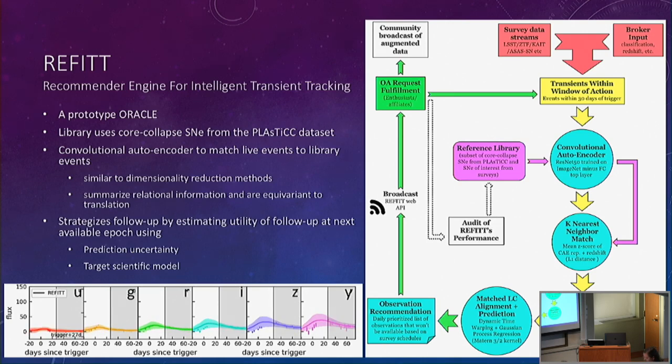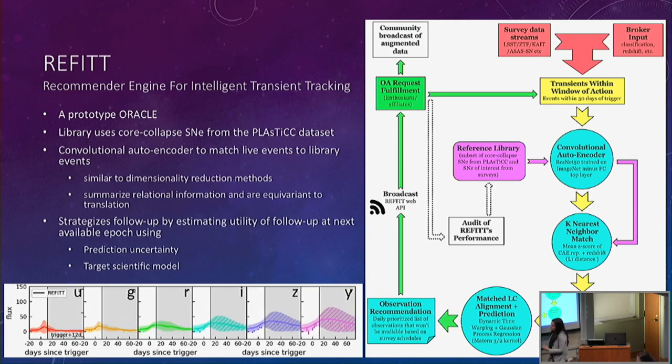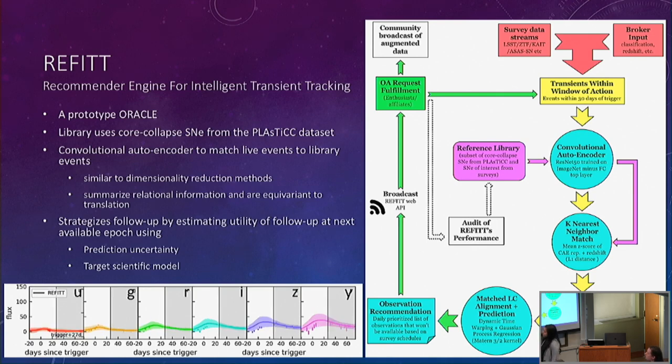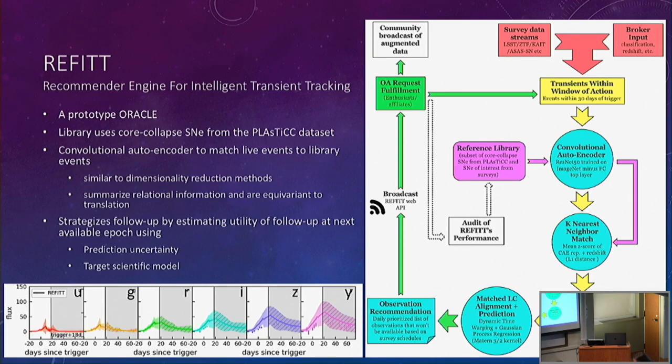So here is an example of how Refit learns. This is one event. It's from the deep drilling field survey. The portion in the white region is what Refit sees, and the portion in the gray region is what it projects. And these are six different filters. As time goes on, the prediction changes. You start off with a high uncertainty, and it jumps around a little bit, but by the end of the range of interest, you end up becoming better at constraining.